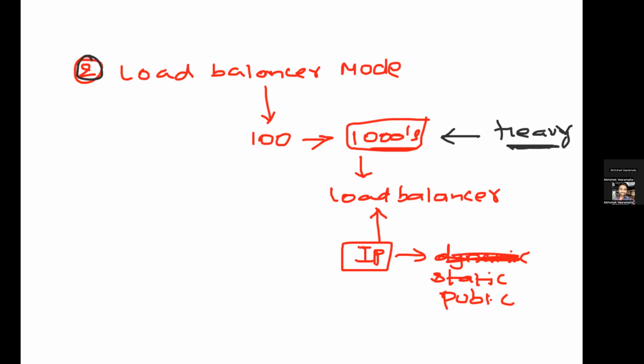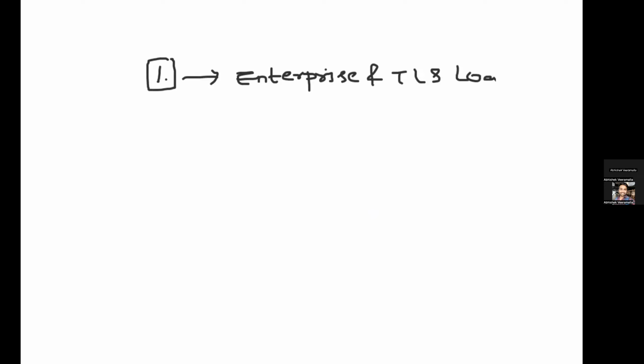So let us write the 2 problems so that it is very clear to you before I jump on to Ingress and how Ingress is solving this problem. What is problem number 1? Okay, so the problem number 1 that we discussed is enterprise and TLS, that is secure load balancing capabilities.